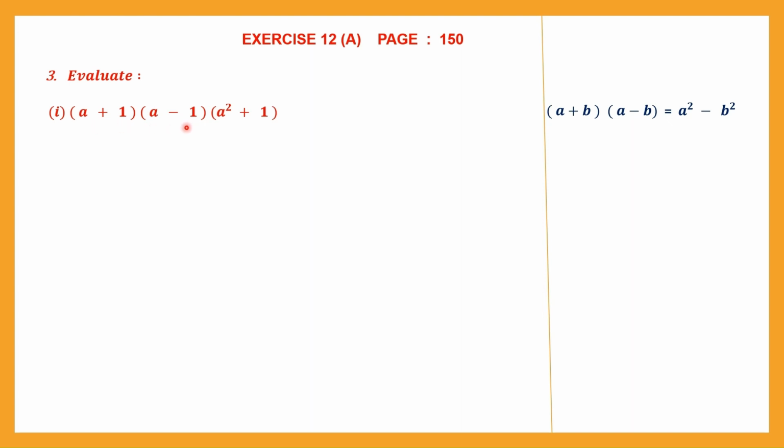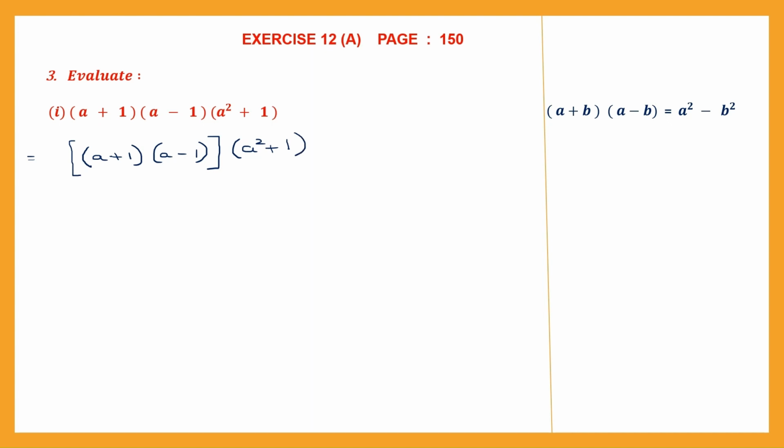So a plus 1 into a minus 1, we can use this identity, this formula, which says a plus b into a minus b equals a square minus b square. So that we can use with these two binomials, and after you multiply and get your answer, multiply with the third one. So let's begin. First we're going to work out a plus 1 into a minus 1, and then after working that out, we multiply with the third binomial a square plus 1.